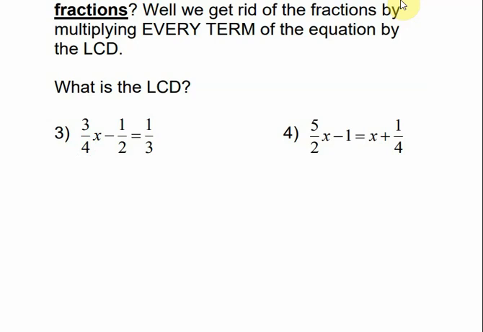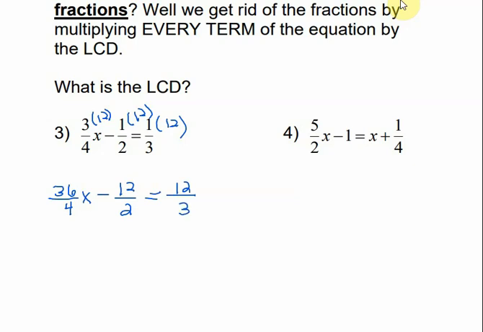Once I determine what my least common denominator is, I'm going to multiply every term by the least common denominator. If I multiply by 12, then I'm multiplying just the numerators. That would be like 12 over 1 times the terms in the equation. Okay, so this would be 36 over 4x minus 12 times 1 is 12 over 2 equals 12 times 1 again is 12 over 3.